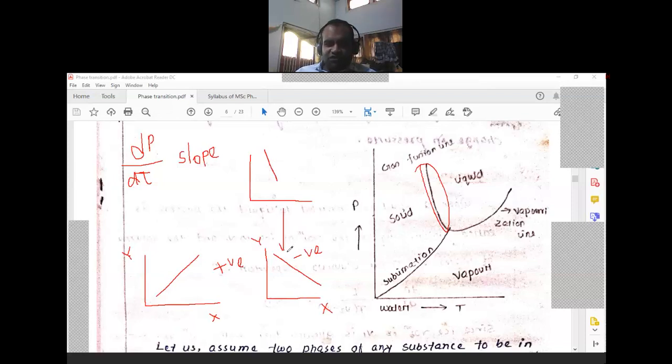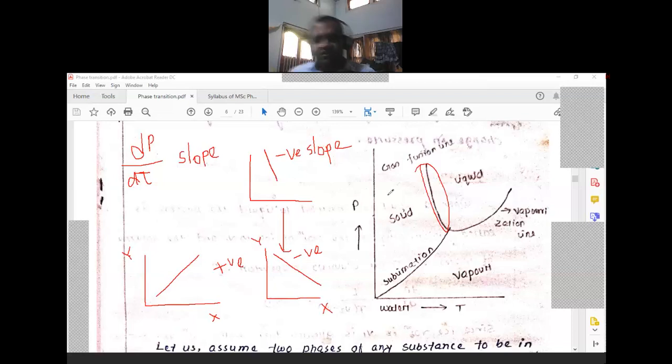Now you see how the fusion line looks. The fusion line is something like this, and it has more resemblance with the negative slope one. Therefore the fusion line has a negative slope. Okay, so have you understood this?